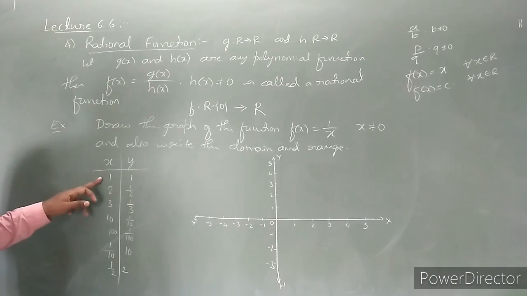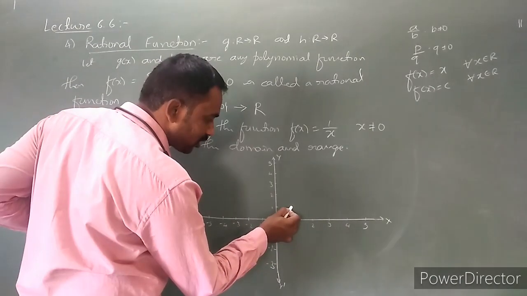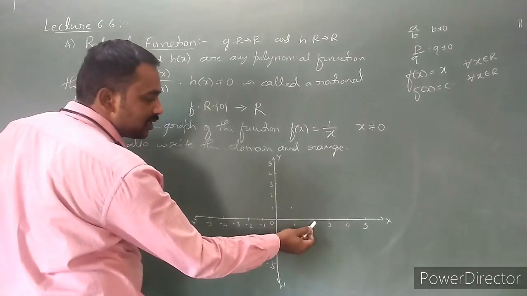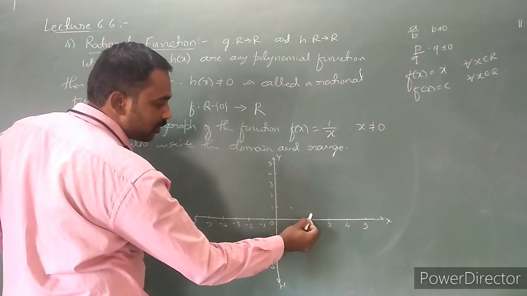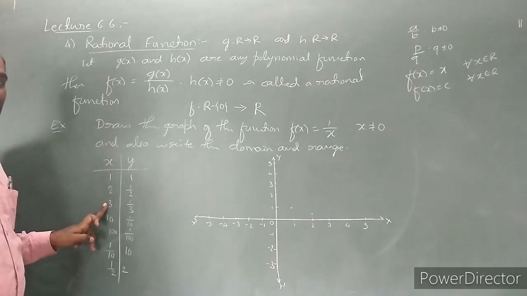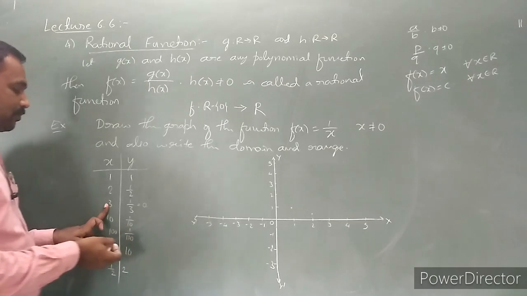Now plot the points. 0 is not possible. 1, 1: there is that point 1, 1. Next, 2, 1 by 2. 2 is here, and the y value is 1 by 2, which is nothing but 0.5. So 2, 0.5. Next, 3, 1 by 3. What is the 1 by 3 value? 1 by 3 value is 0.